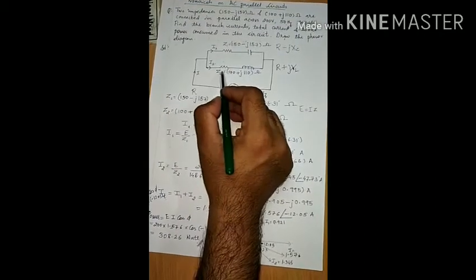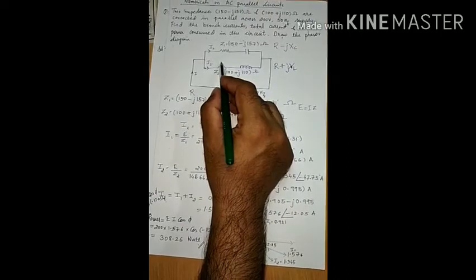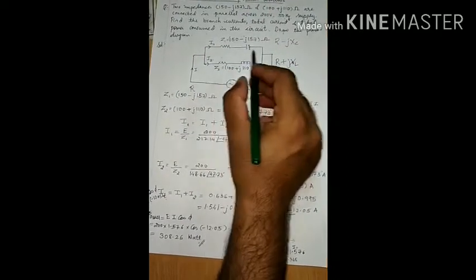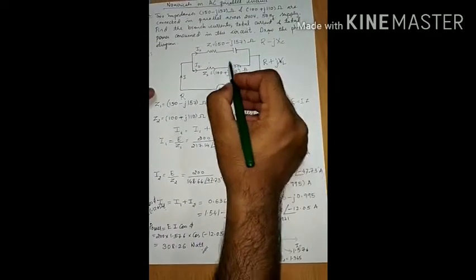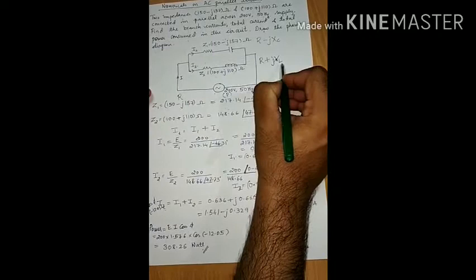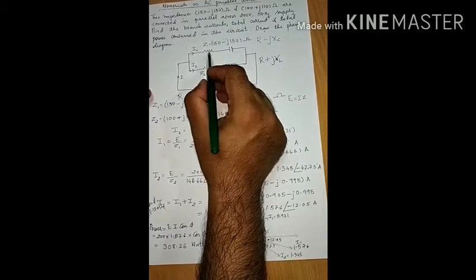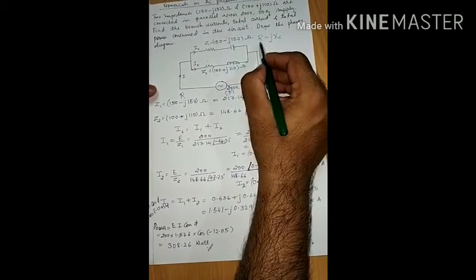Next, the second branch is Z2 equal to 100 plus J110. So the value of R is 100 and the value of XL is 110 ohm. Always remember that whenever you find a combination of resistance and inductance, you take R plus JXL. Whenever you find a combination of resistance and capacitance, take the equation R minus JXC.